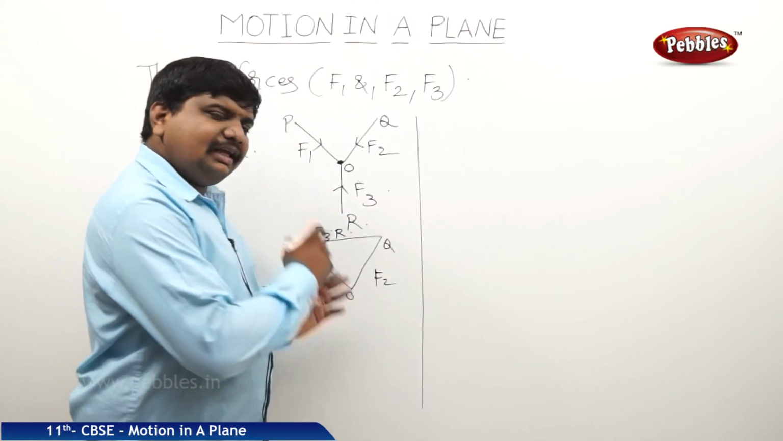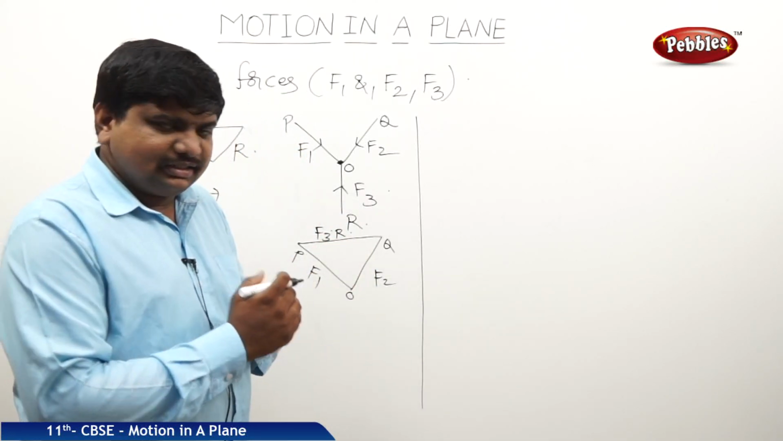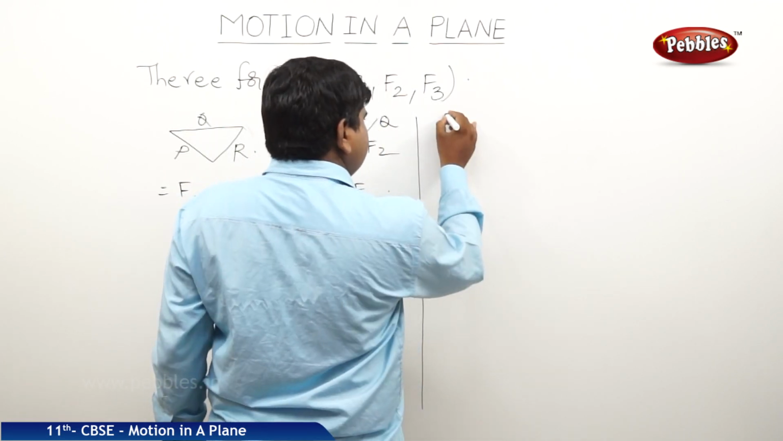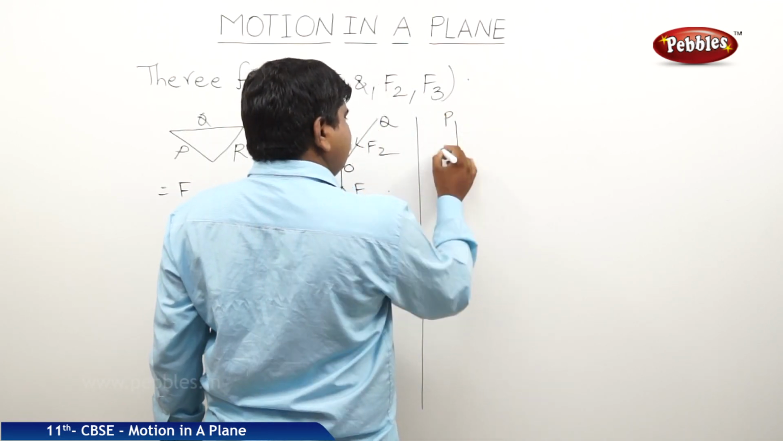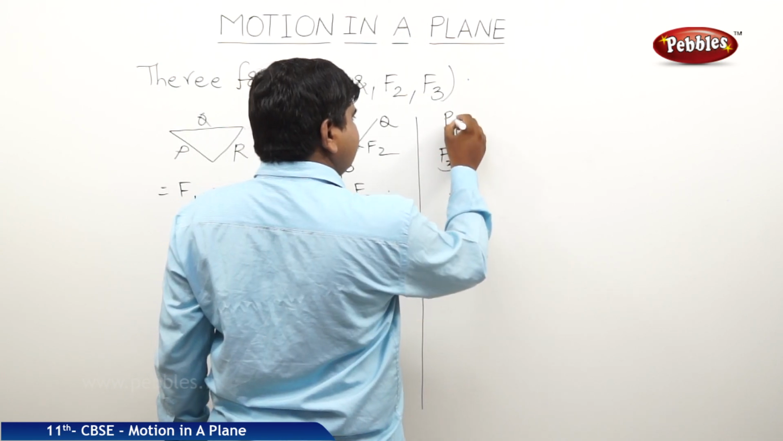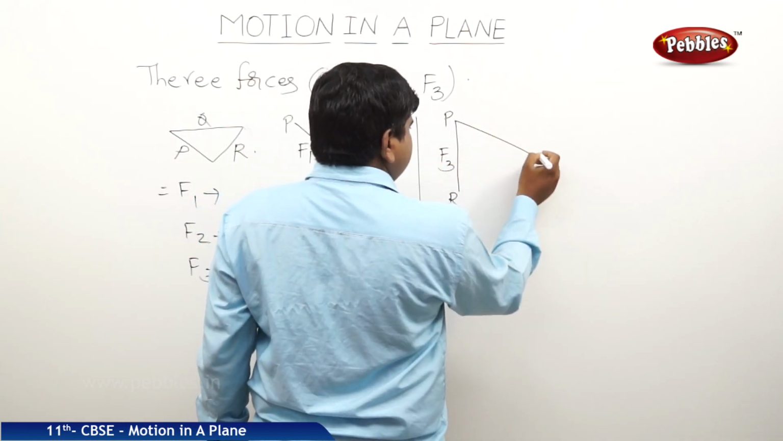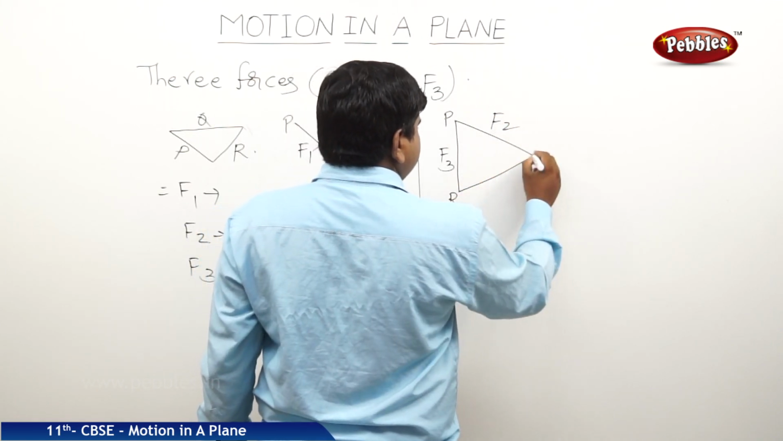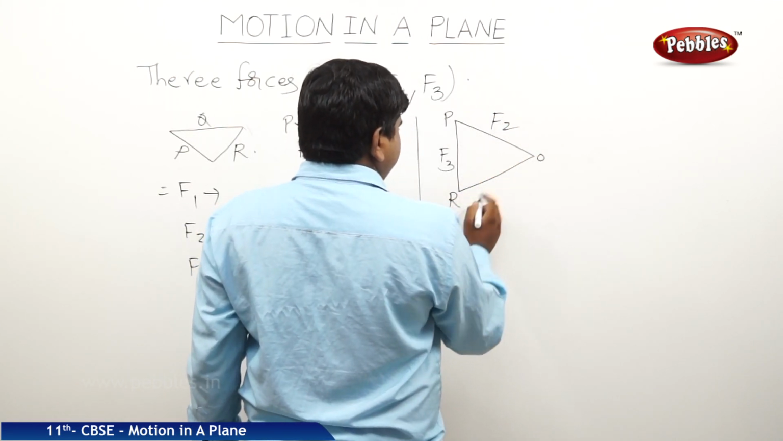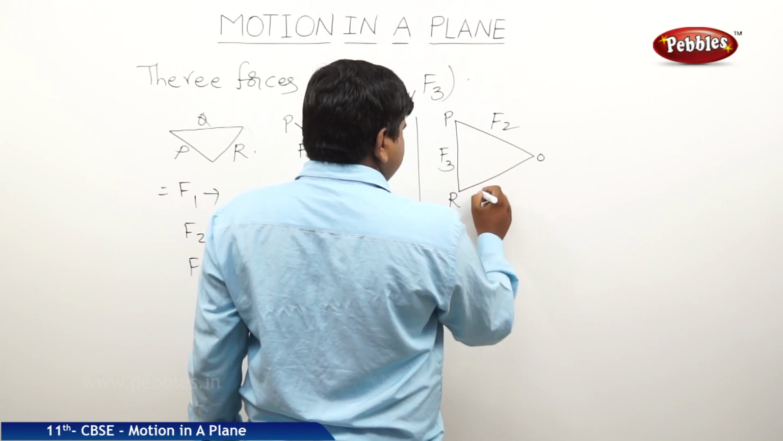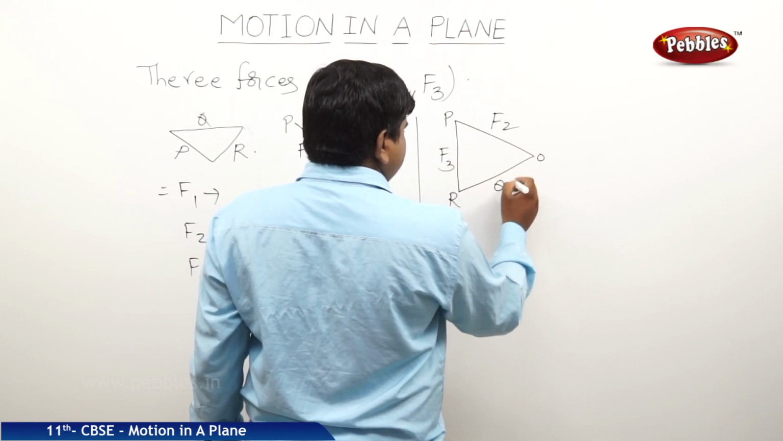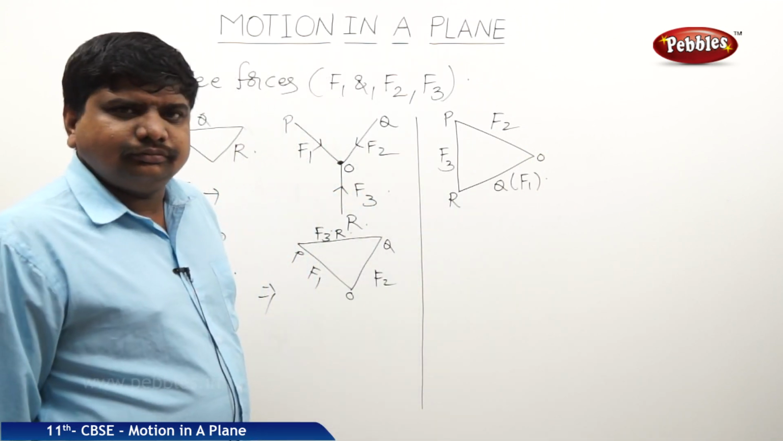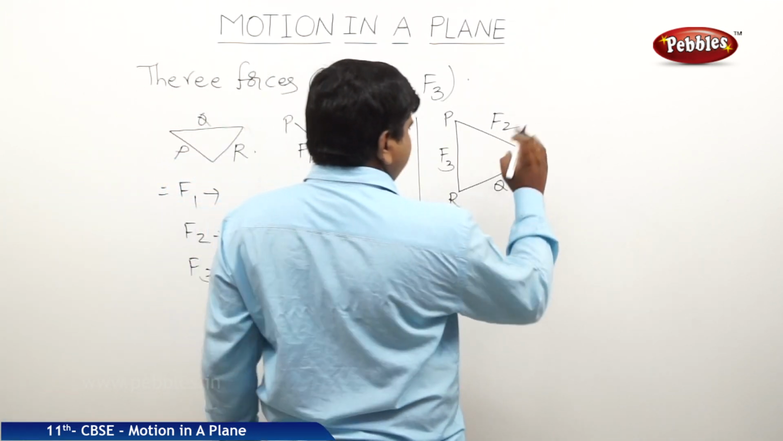So this diagram we can change according to our convenience also. So like this. This is PR, which is nothing but F3. This is OP, nothing but F2. This is OQ, nothing but F1. Or we can write this one as Q.